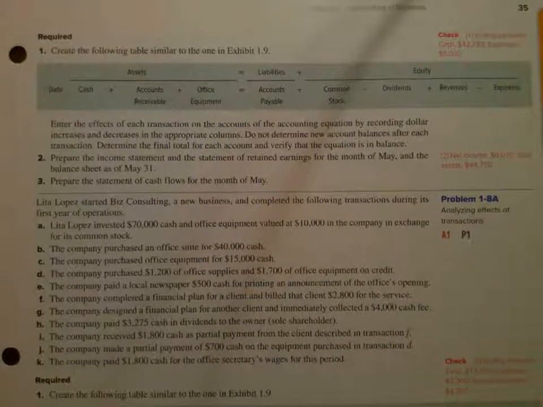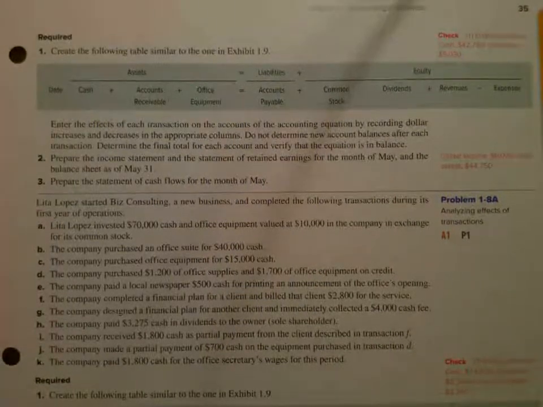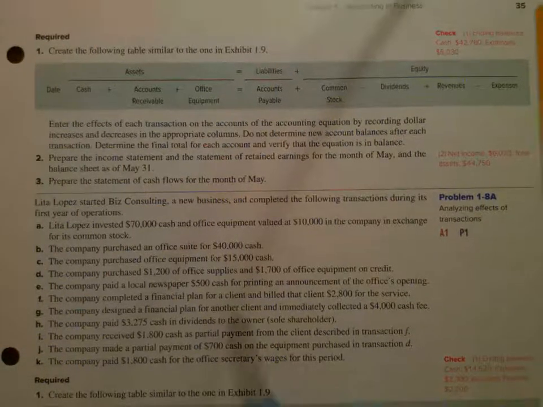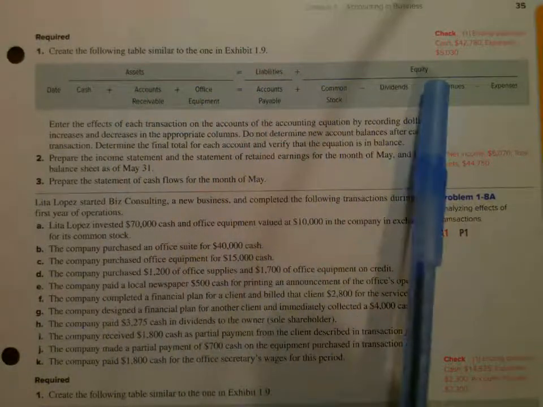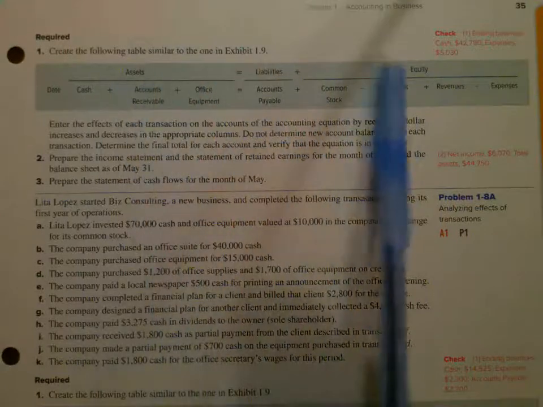Okay, I'm back again. I'm going to talk for a few minutes about transaction analysis. And again, with transaction analysis, as I mentioned in the previous recording, we have our assets equals liabilities plus equity. That is our accounting equation.